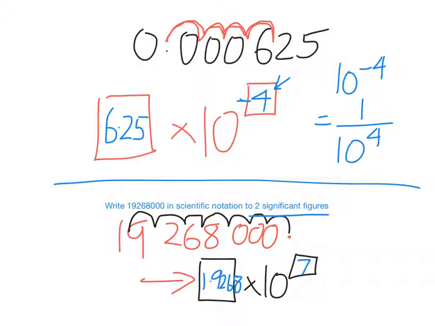So remember, significant figures, I don't count zeros at the start of a number. So 1 is the first significant figure, 9 is a significant figure, the next figure is 2, it's less than 5, so I round down. So this to two significant figures is 1.9 times 10 to the power of 7. You'll notice that I leave this part, the 10 to the power, alone. When I round to significant figures, I'm only changing the decimal.